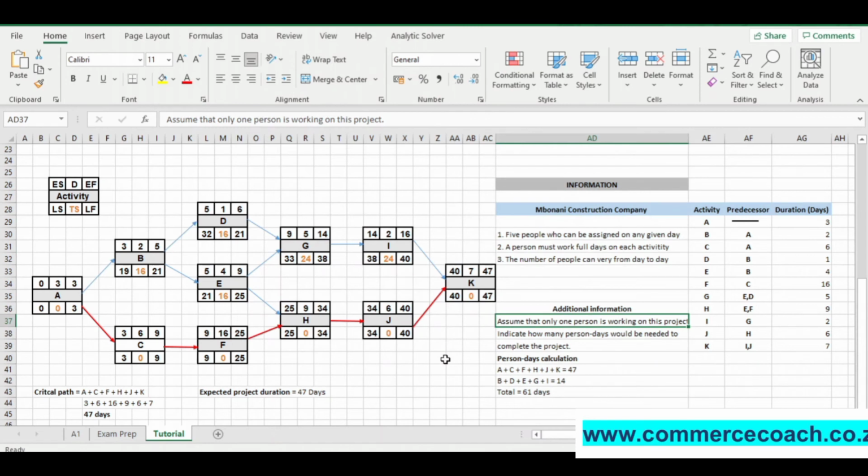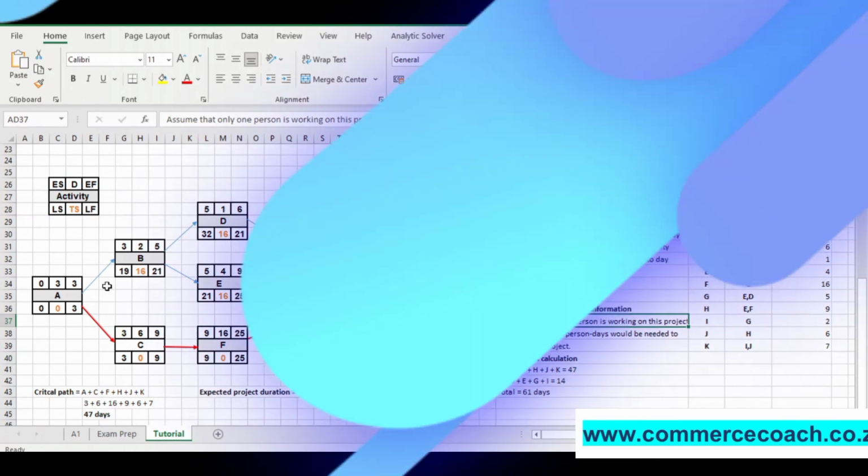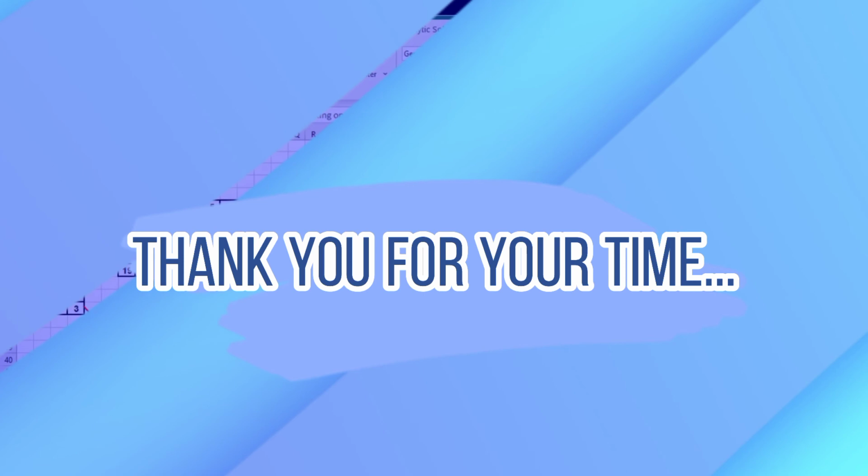I would also like to add some extra information when it comes to activities that have some slack time. We will use activity B as an example. As you can see, the early start for activity B is 3 and the late start is 19. That means that this activity can begin anytime between these days and there will be no delay in the entire project.